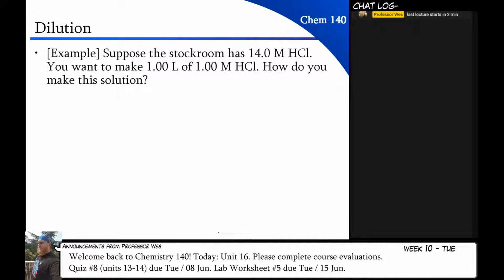Okay, so I've done it with the example solution. I want you to make 1 liter of 1 molar HCl from 14 molar HCl. This is the stock solution that we buy from a vendor. This is as concentrated as HCl can get.